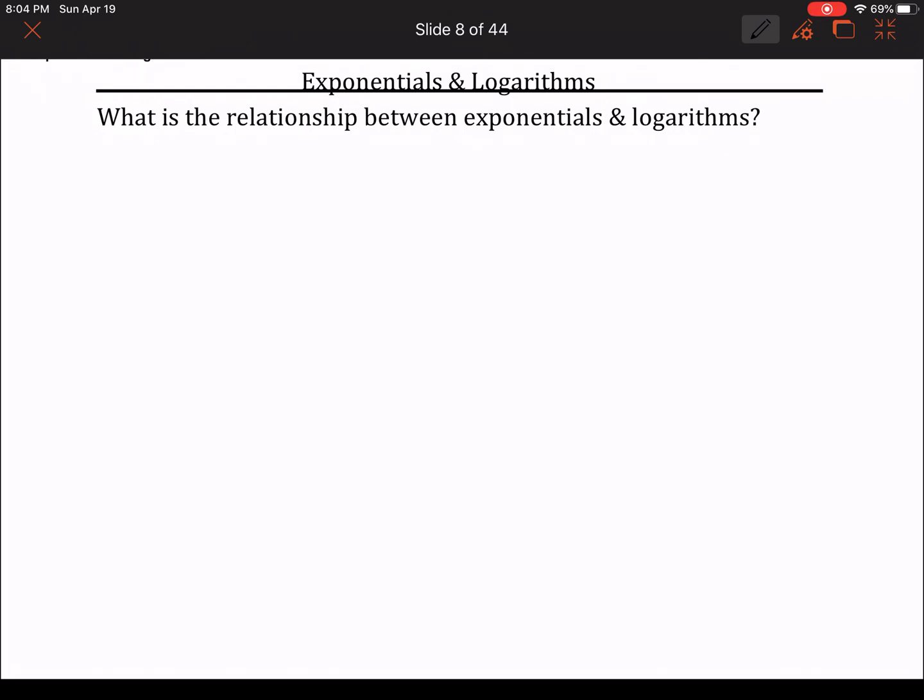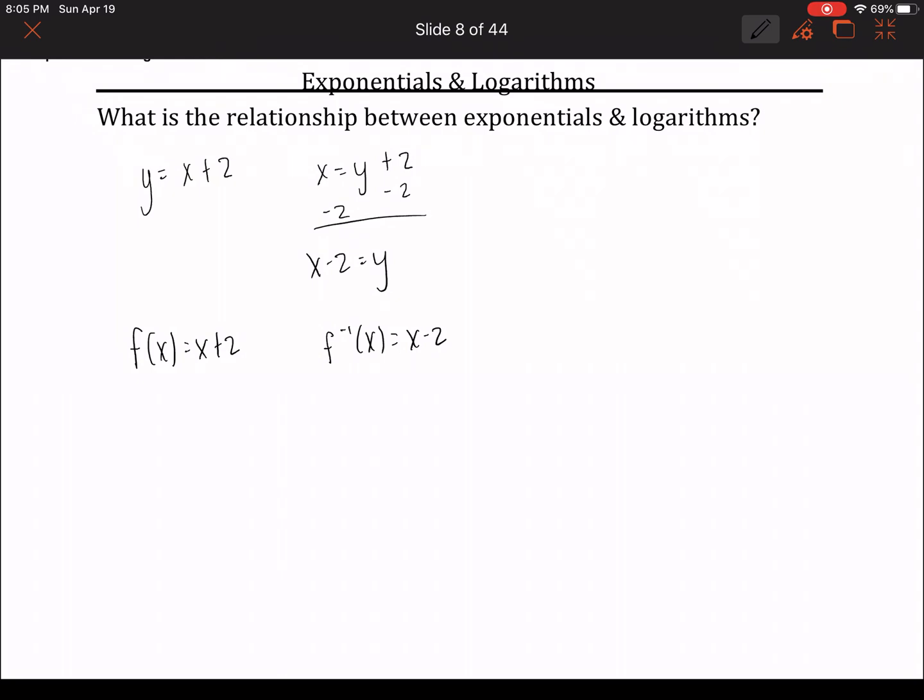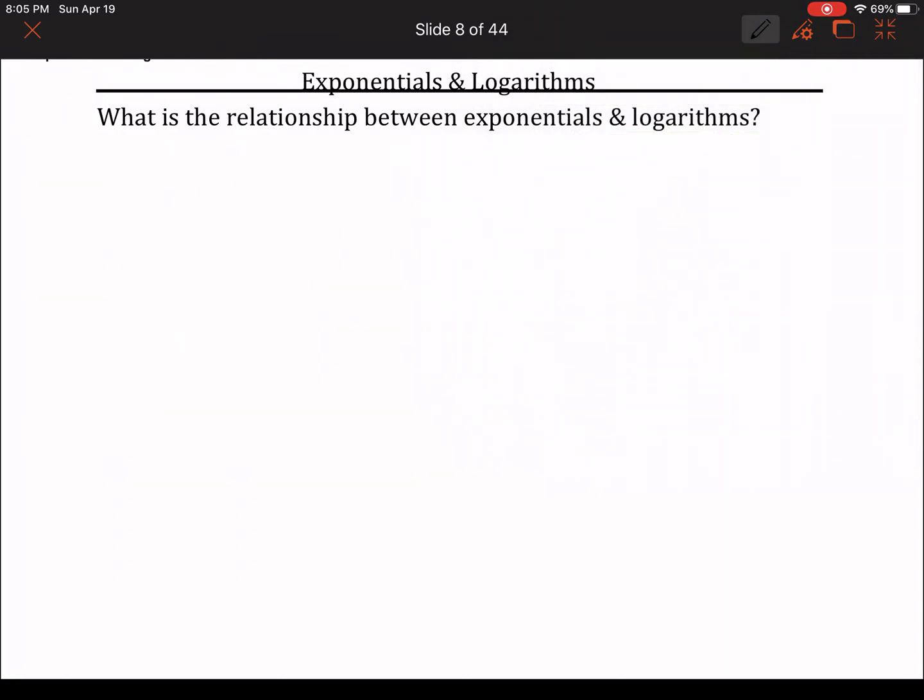Remember when we did inverses, if we had y equals x plus 2, we would then swap our x and our y, and we would solve for y. This was f of x equals x plus 2, and this was f inverse of x equals x minus 2. Remember that? We learned it earlier in the year, but if you don't, it's okay. You don't have to necessarily remember it. We're going to look at it graphically next week, and it may recharge some of your memory.